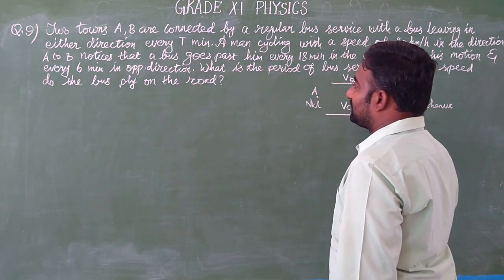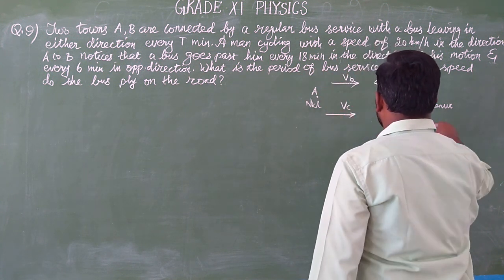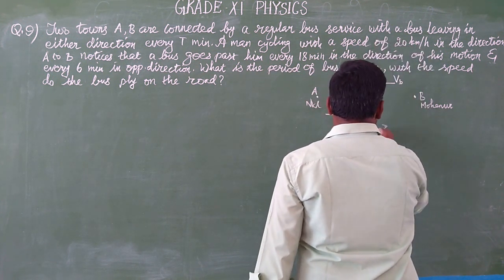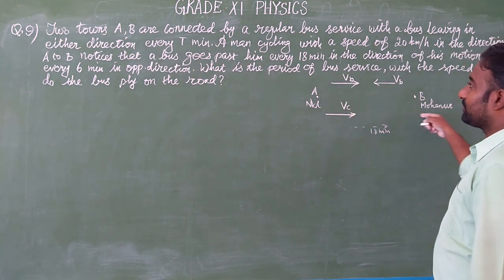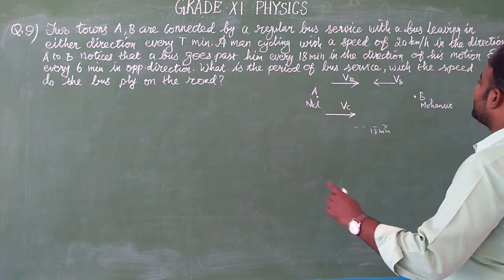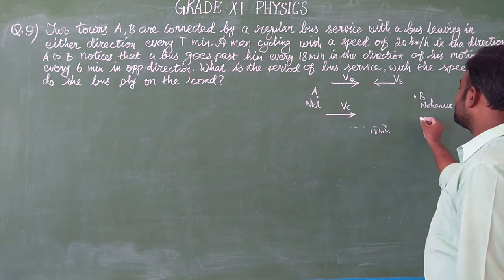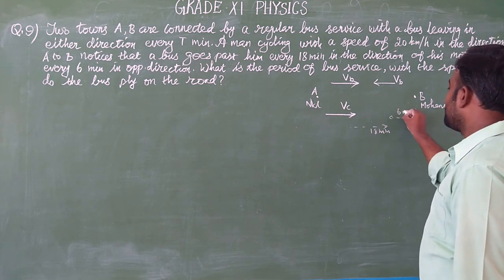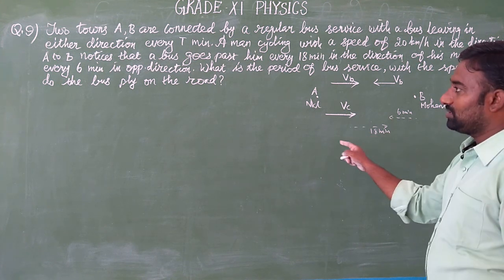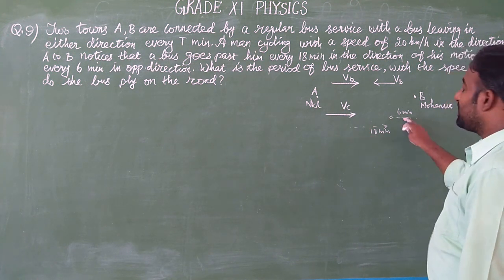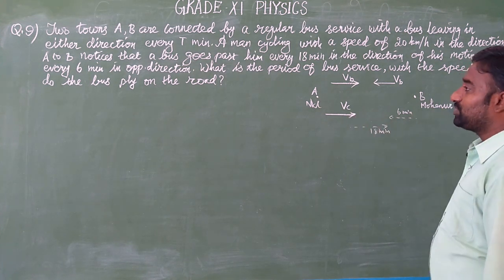He noticed that a bus goes past every 18 minutes in the direction of his motion. So in the direction of his motion, every 18 minutes, he noticed that the bus passed. Okay. And in the opposite direction, every 6 minutes. So every 18 minutes the bus goes past in his direction, but in the opposite direction, every 6 minutes once the bus reaches him.